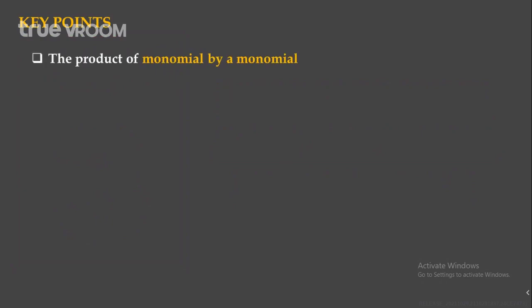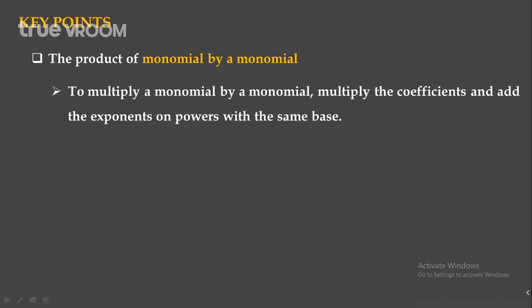So let's start with multiplication, the product of a monomial by a monomial. We are going to multiply two monomials, one term times one term. So we have the rule.